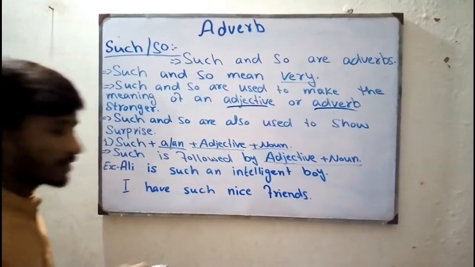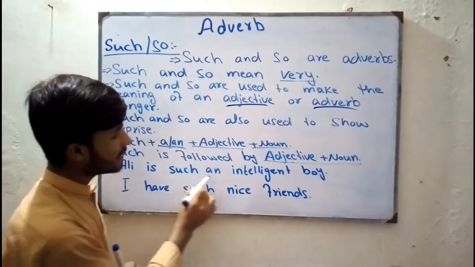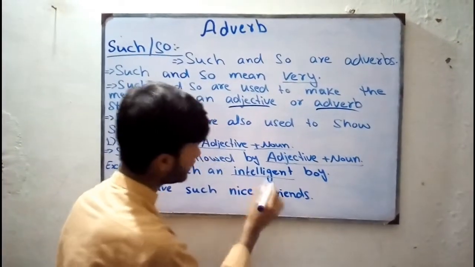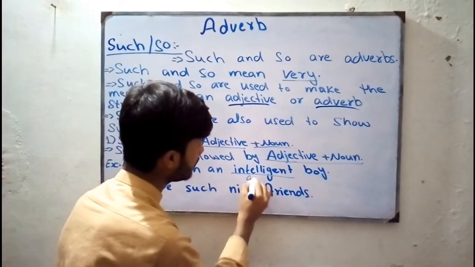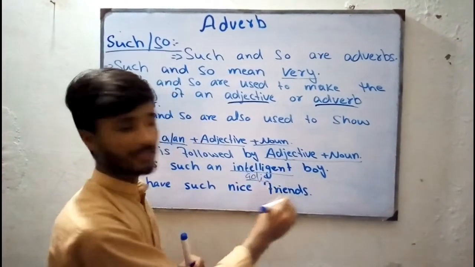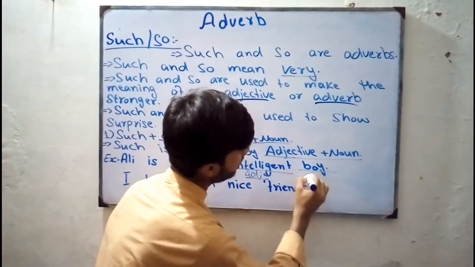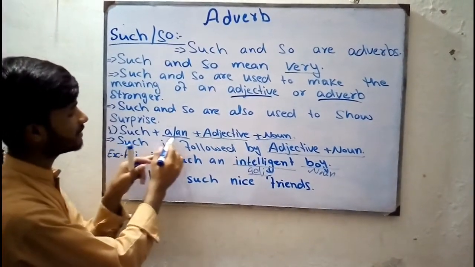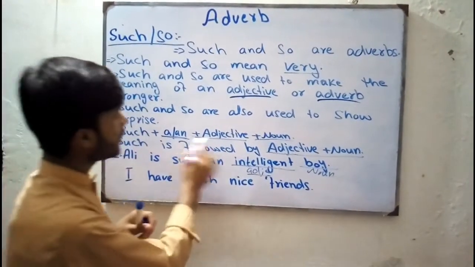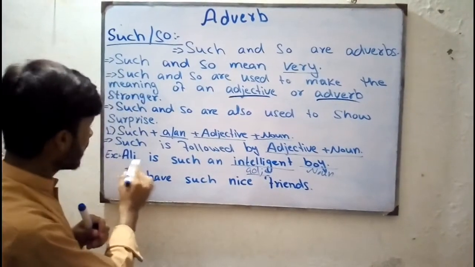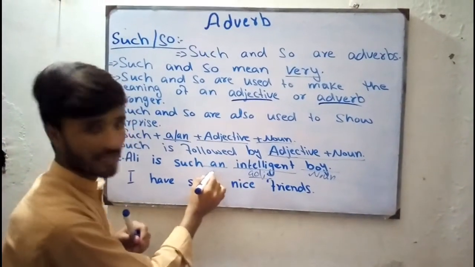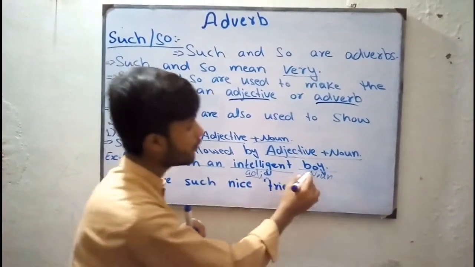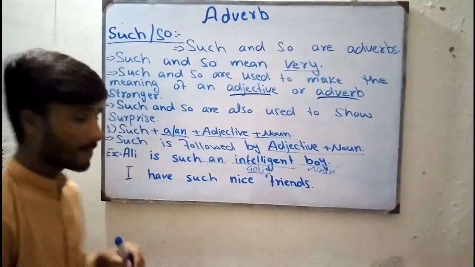See the example. After the example you will come to know. Ali is such an intelligent boy. Intelligent, what is this with us? It is an adjective, and boy is a noun. As you can see in the structure, such plus a or an plus adjective plus noun. Ali is such an intelligent boy. Is this clear, guys?